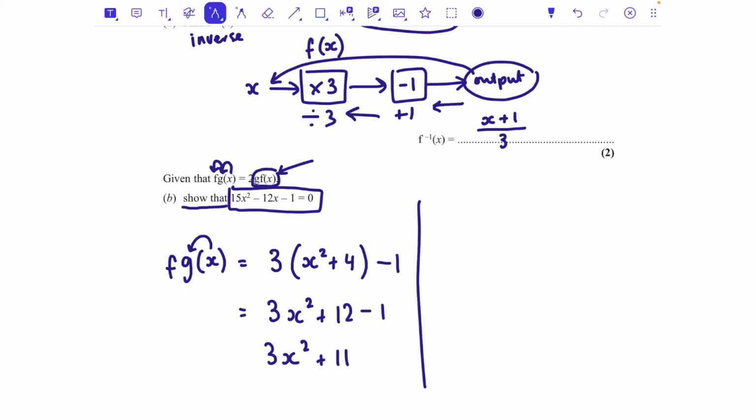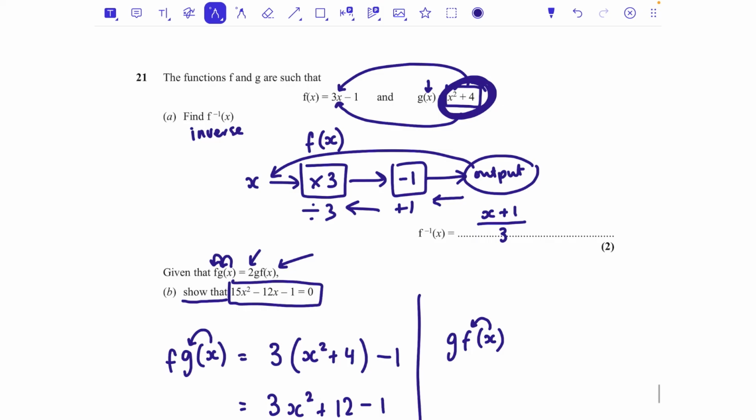I've now got to do g of f of x. I'll worry about the 2 afterwards. I'll double it afterwards. But g of f of x means putting x into f and then taking that answer and putting it into g. So let's do g of f of x. I'm going to put x into f first, and we know that that gets us 3x minus 1. And I'm then going to take that 3x minus 1 and put it into g. So that means I'm going to square it and then add 4.